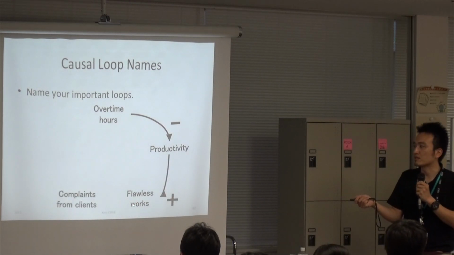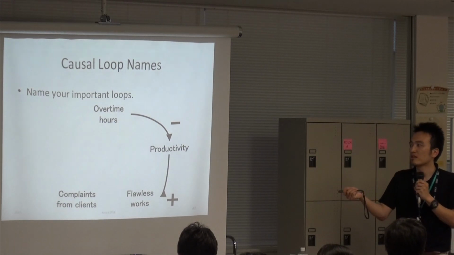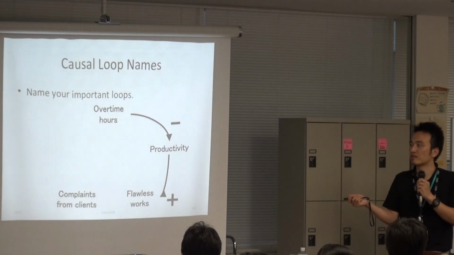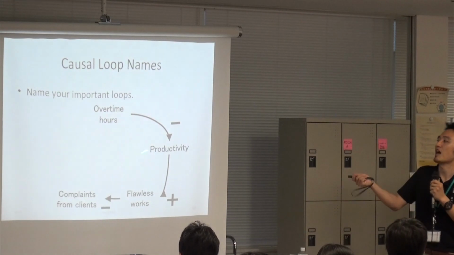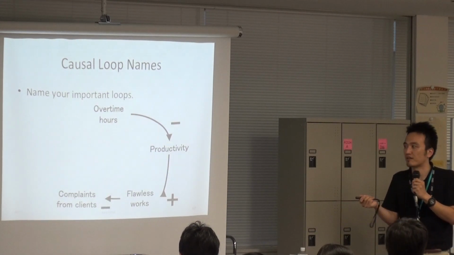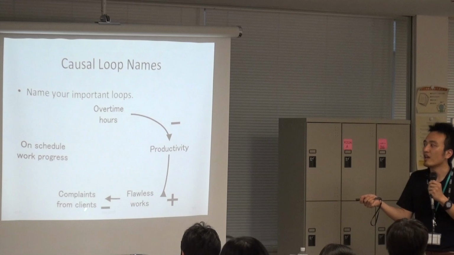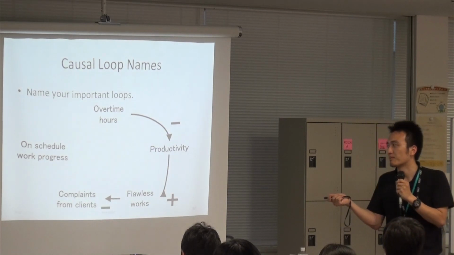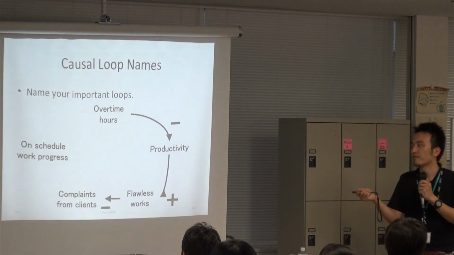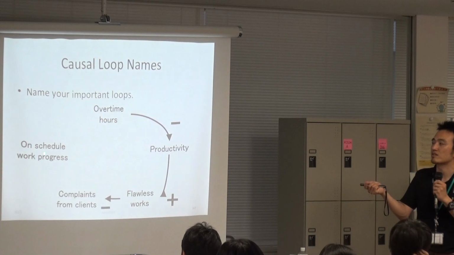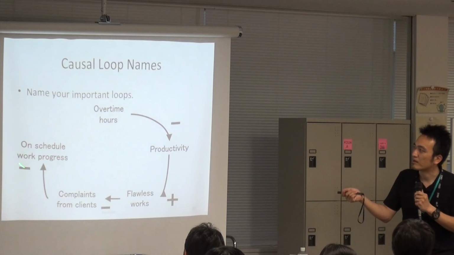Next, flawless work and complaints from clients. If flawless work goes up, complaints from clients go down. Sorry about that. Now complaints from clients and on-schedule work progress. If you have fewer complaints from clients, on-schedule work progress will increase. If you have more complaints, your on-schedule work progress will decrease. Exactly. So here is the loop completing.